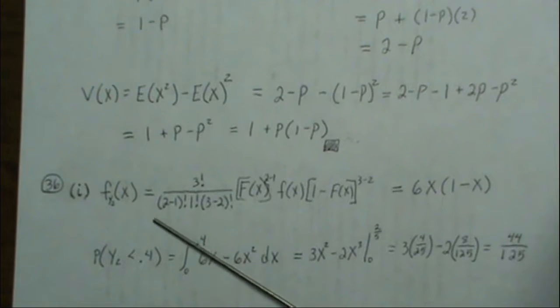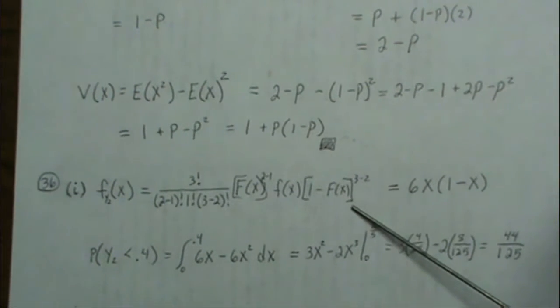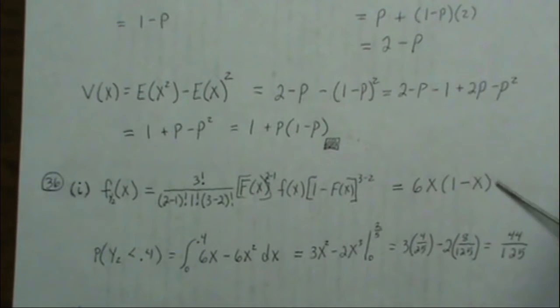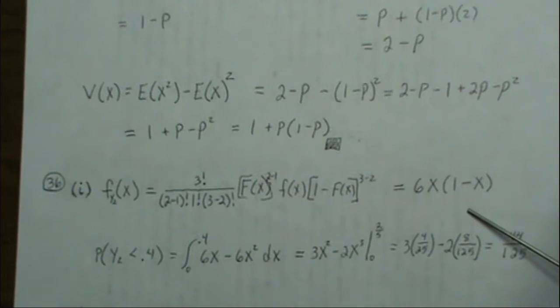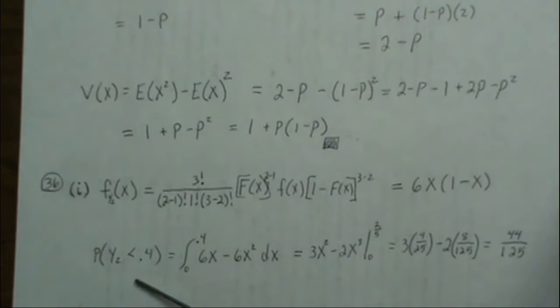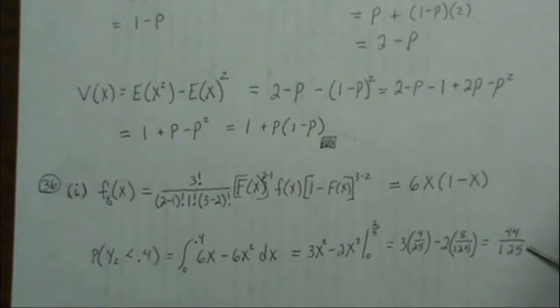So this is the density for the second order statistic, which boils down to 6x times 1 minus x. So to find the probability that we are less than 0.4, you just integrate this function from 0 to 0.4. Integral, plug in the values, we get 44 over 125.